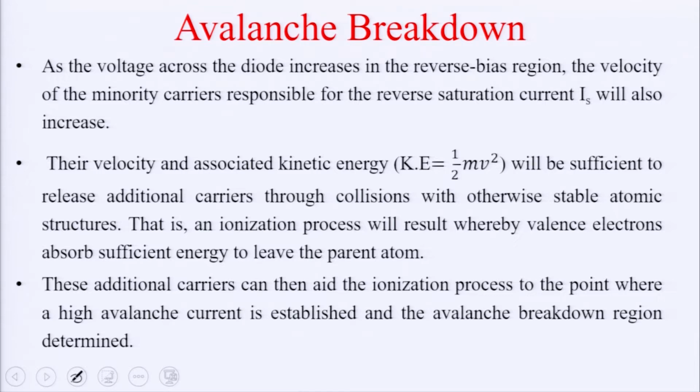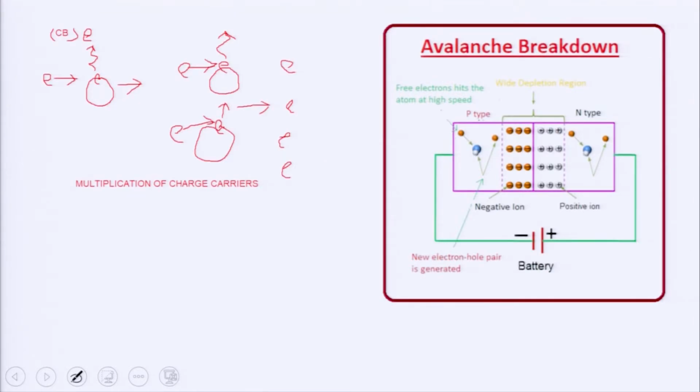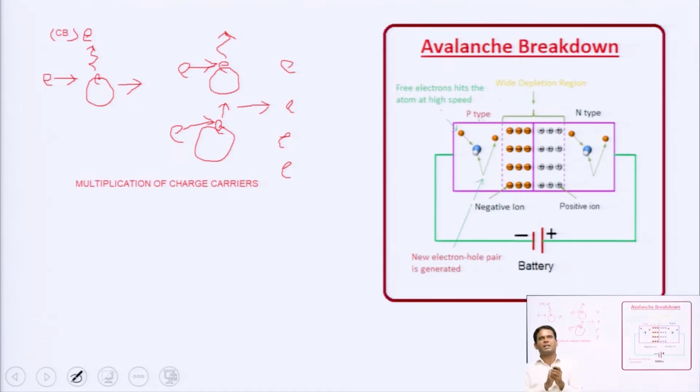Now further, these two electrons will collide with two further covalent bonds and free two further electrons, and this is called the multiplication of charge carriers. Due to the multiplication of charge carriers, a large number of electrons are available at the conduction band, which will conduct in the reverse direction, and we get a current which is called reverse current. This type of conduction is called avalanche breakdown. The basic cause of avalanche breakdown is the multiplication of charge carriers.